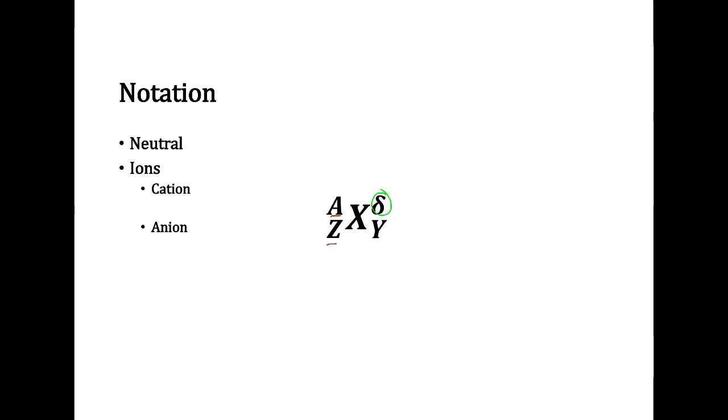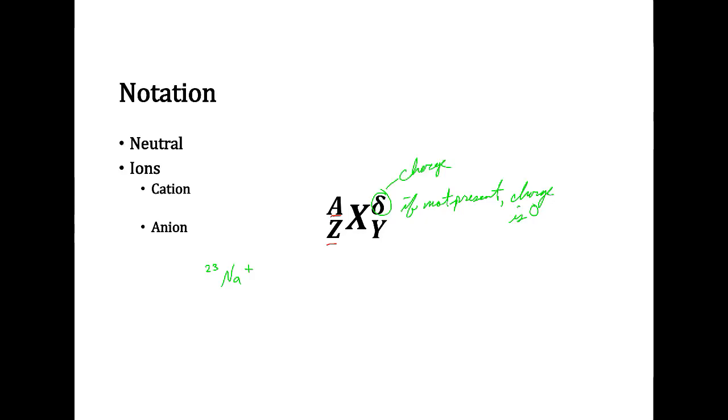So for instance, let's say that we had sodium 23, okay, and then with a +1 charge. So we would just put a plus. Okay, if there is no charge indicated, if there's nothing there, then that just means charge is 0. There's no charge. Okay, so this tells us the charge.